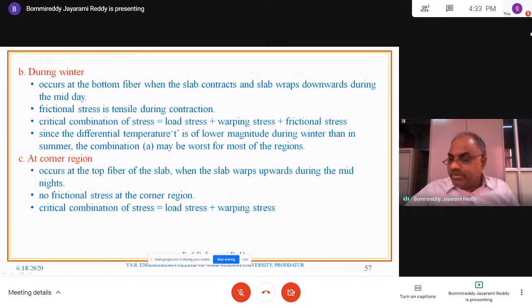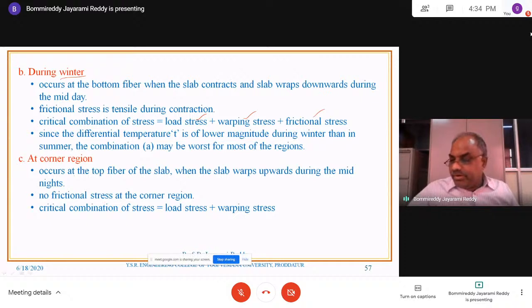And during winter, the worst possibility is load stress and warping stress are in the same direction, and frictional stress is also under tensile. The combination of the worst possible case or critical condition is the sum of all three values: load stress, warping stress, frictional stress.